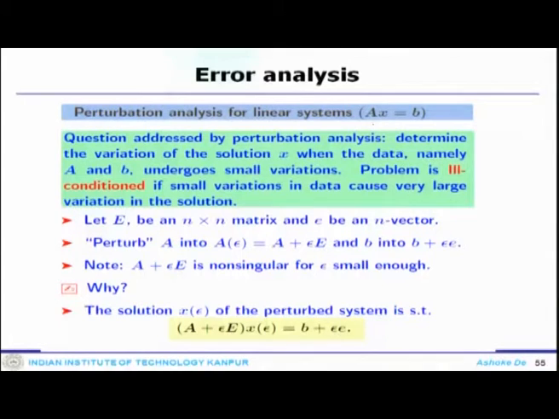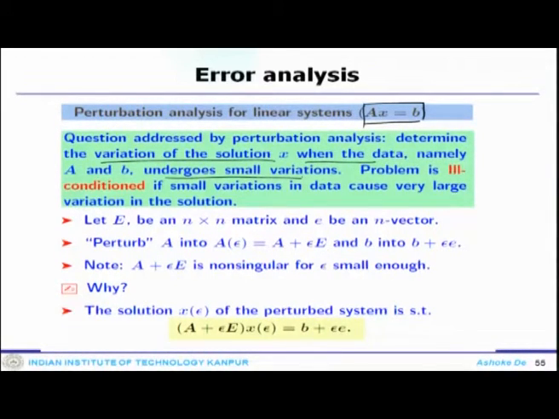So, you have a linear system like this, Ax equals b. We do some sort of a perturbation analysis for this linear system. And how would one do that? You determine the variation of the solution x when the data undergoes small variations. The problem is ill conditioned if a small variation in data causes a very large variation in the solution. So, this is what leads to the perturbation analysis of this system.